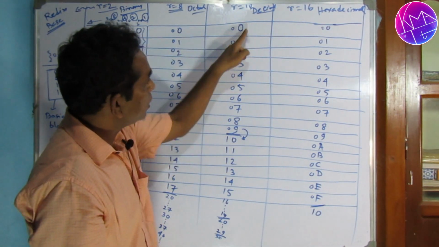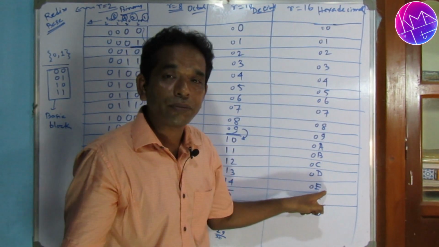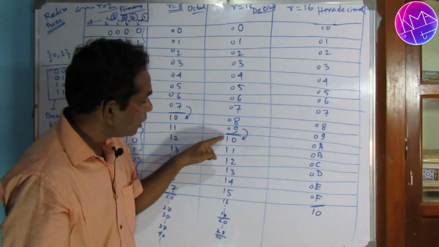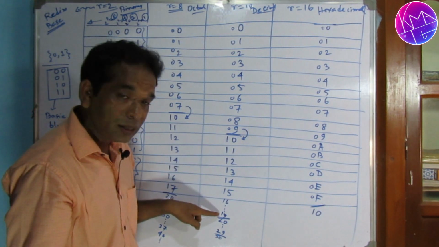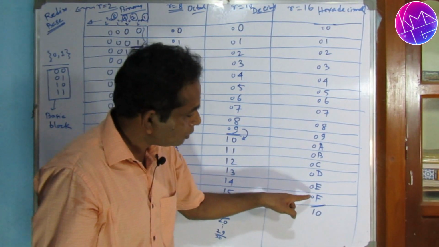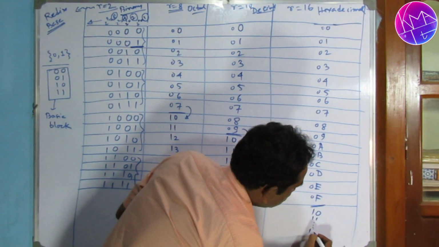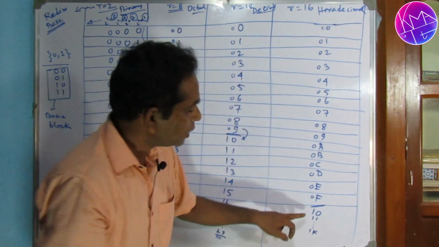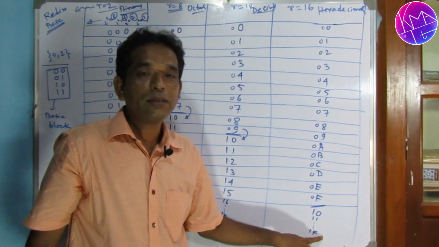All are zeros, then 0 to 9. Similarly, all are zeros on the left, 0 to F. Then in case of decimal, all are ones from 10 to 19, then in the right hand side 0 to 9. Similarly 10, after that 11 up to 1F. So in the left hand side all would be 1, then right hand side 0 to F.